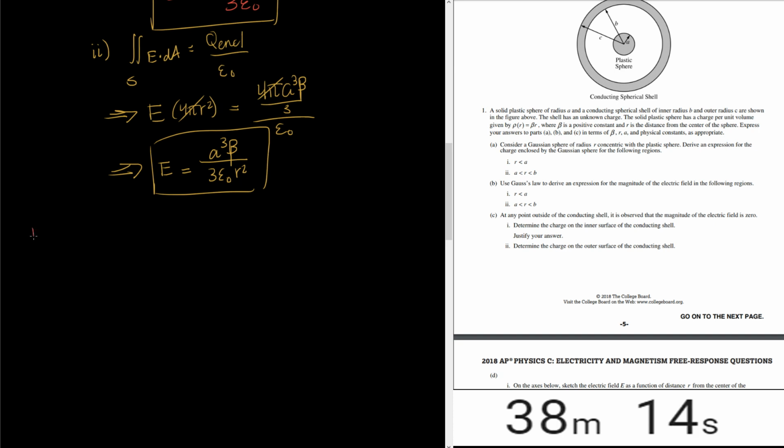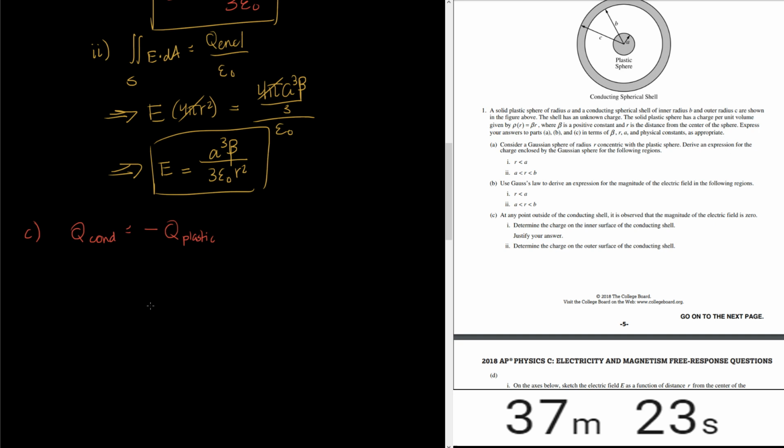Just a thought. At any point outside of the conducting shell, it is observed that the magnitude of the electric field is 0. Interesting. That means that the conducting shell has opposite charge to the plastic sphere. So remember, the total charge on the conducting shell is equal to the negative charge on the plastic. This is because it must cancel out in the end by Gauss's law. So this is not question 1, this is part C. I'm messing up on all fronts.